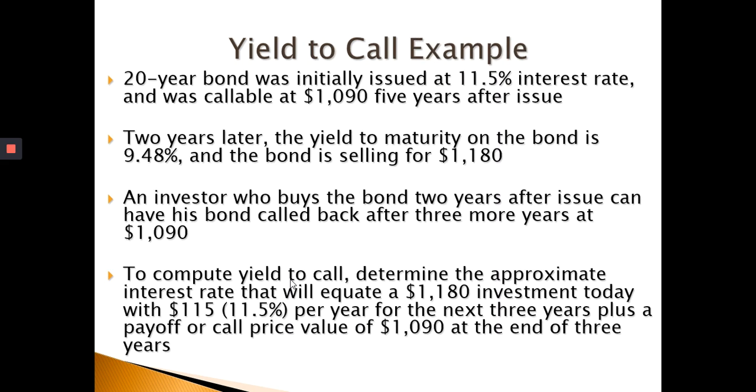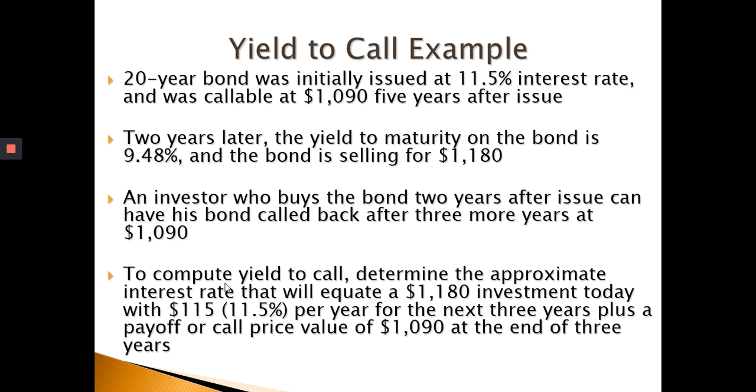So let's look at the example here. It's a 20-year bond issued at 11.5% interest rate, and was callable at 1090, right? 2 years later, the yield to maturity on the bond is 9.48%, and the bond is selling at 1180. All right, and the investor who buys the bond 2 years after issue can have this bond called back at 1090.